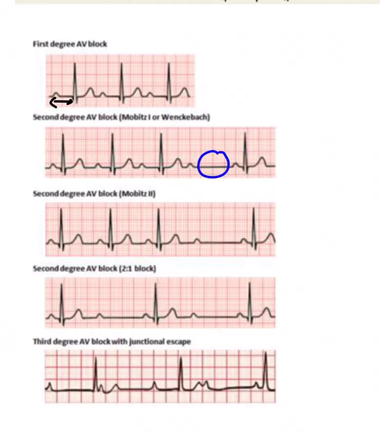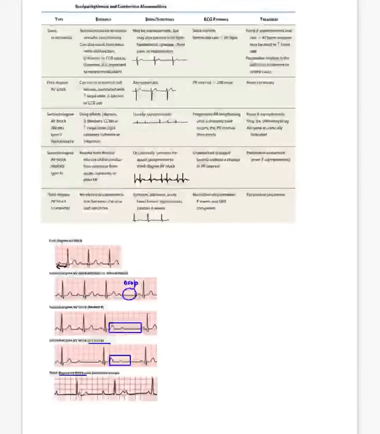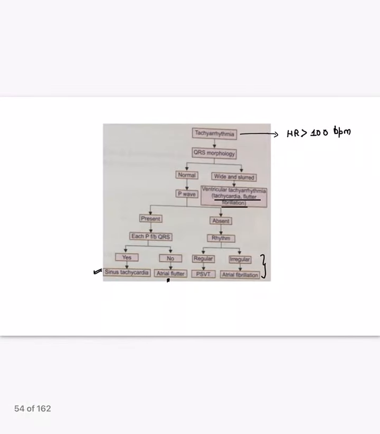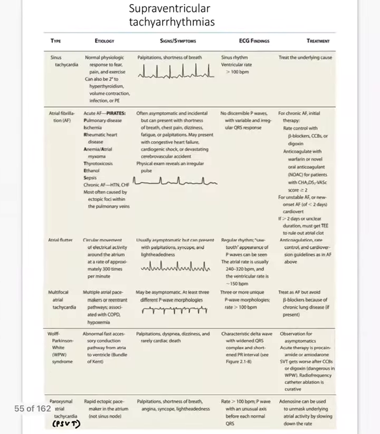PR increases until you drop a beat. A beat is dropped. Now here the PR remains constant, but you may have more than one P wave. Do you see? So this is important. You have two P waves for each QRS, that is a 2:1 ratio, a 2:1 block. And third degree, what do you have? They beat independently. In third degree, the P and QRS are not in sync. So this has already been done.